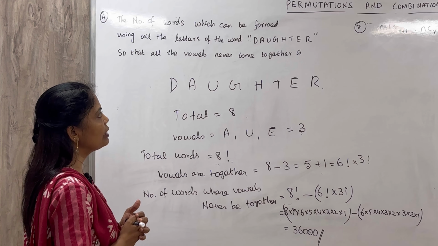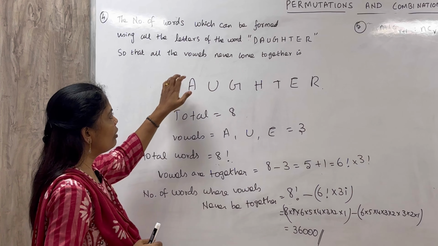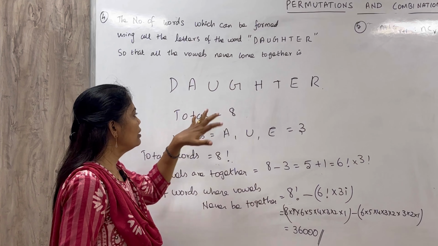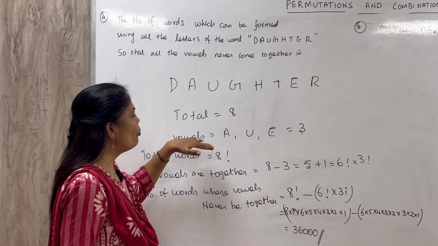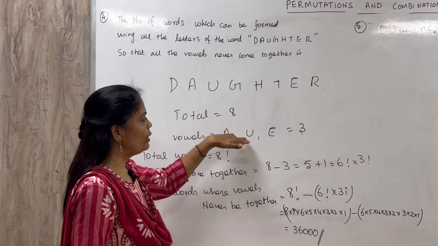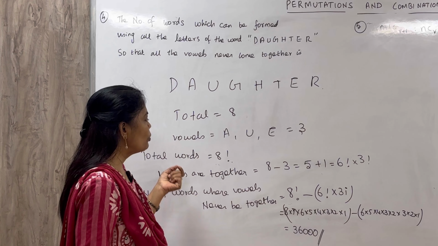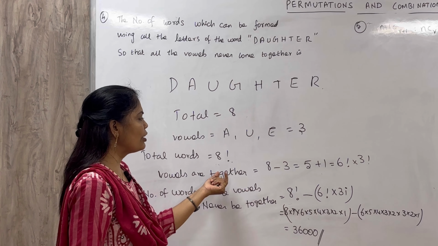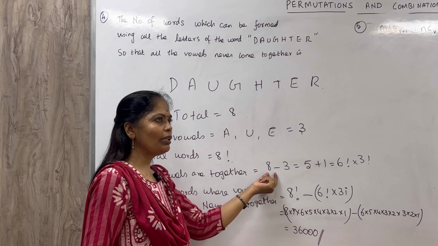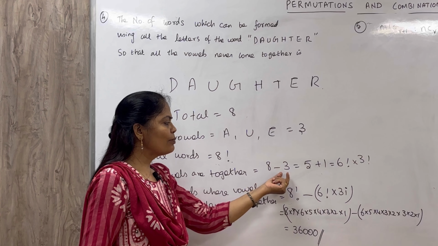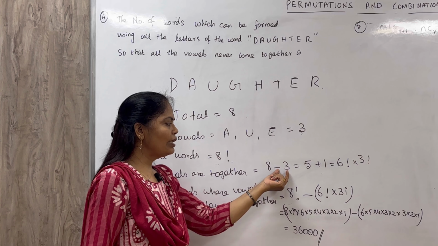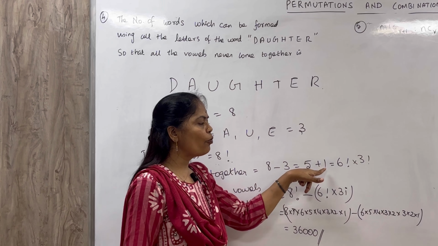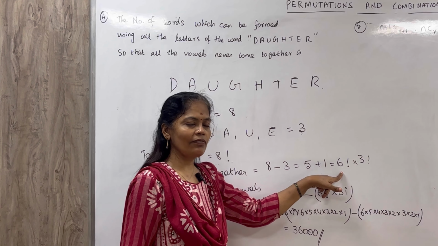36,000 words can be formed using all the letters of the word DAUGHTER, with the condition that the vowels never come together. First, count the number of letters. The total number of letters is 8. How many vowels are there? Vowels are A, U, E. 3 vowels are there. Now the total arrangements, total words, will be 8 factorial. Now, all the vowels together: the total letters minus all the 3 vowels, so 8 minus 3 gives 5. And consider all the 3 vowels as 1 letter. So 5 plus 1, 6 factorial.